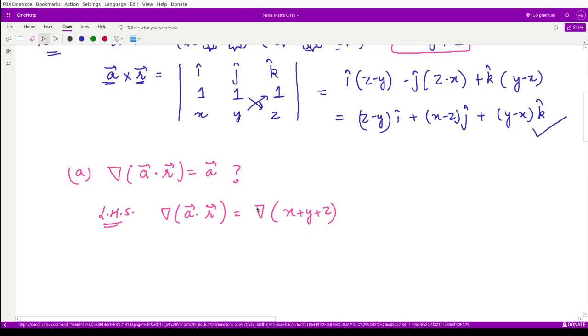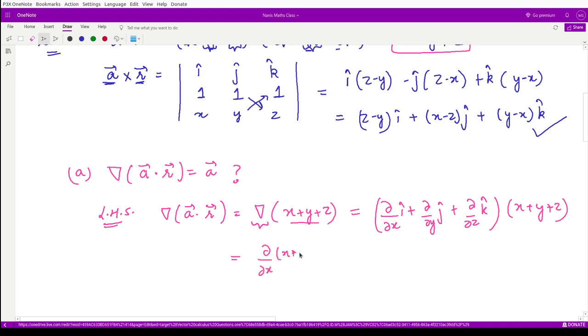Now how do you calculate the gradient here? Del of some function means calculating the gradient. We'll write the definition for this del operator, the nabla operator. That means del by del x i cap plus del by del y j cap plus del by del z k cap, applied to this function x plus y plus z. So you can separate out the terms: del by del x of x plus y plus z i cap, then del by del y of x plus y plus z j cap, and then del by del z of x plus y plus z k cap, right?